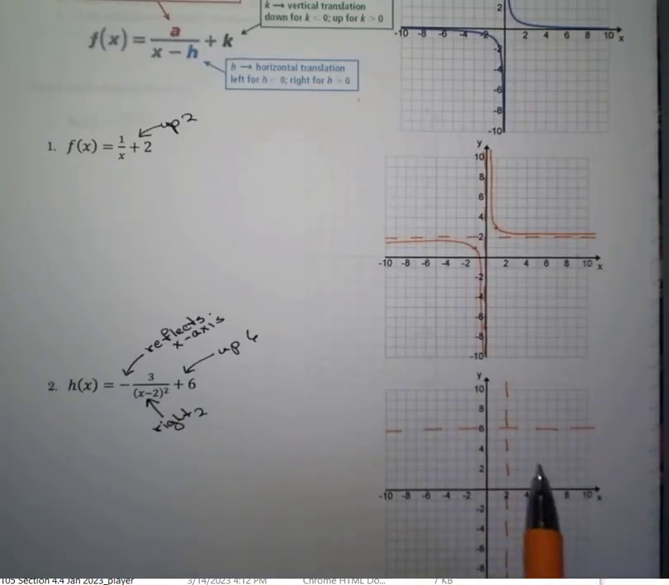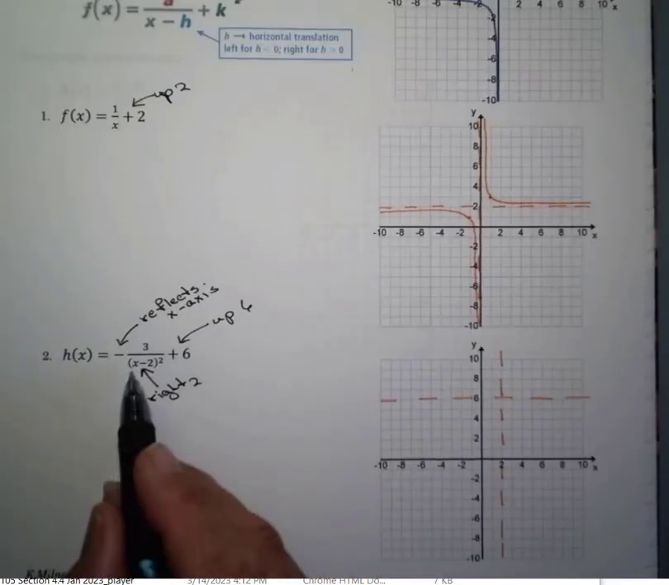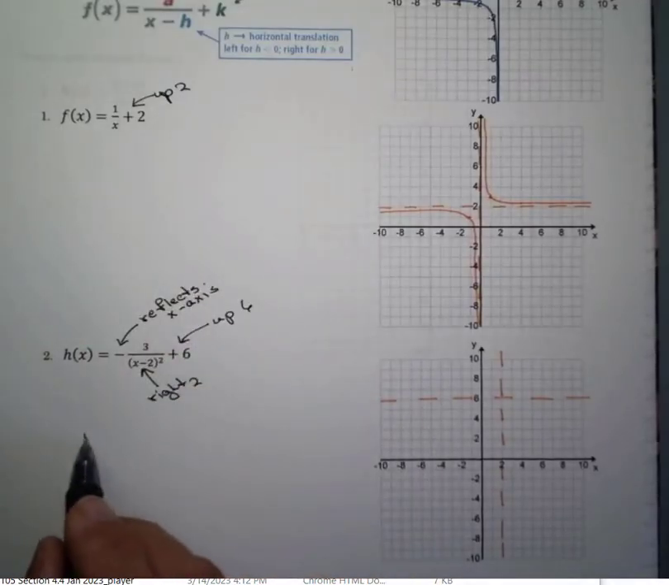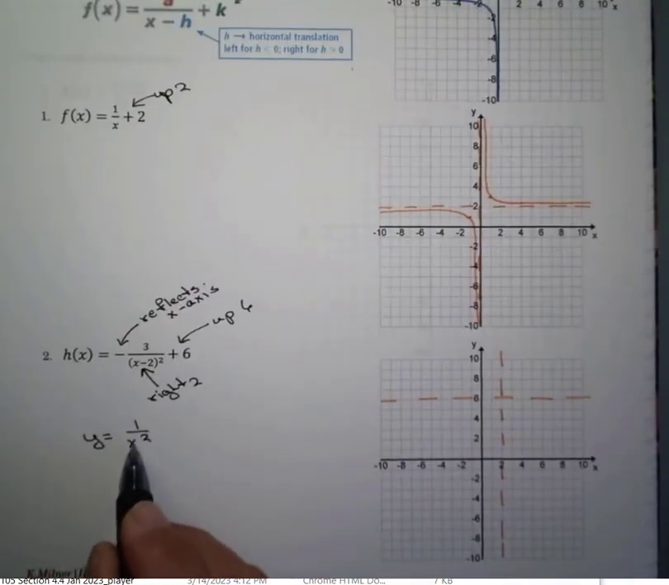Now, this particular graph, I have to remember what it looks like. Probably thinking about your parent graph first before you do a translation is the best thing to do, but let's look at this one. The parent graph for this one is not 1 over x, but y is equal to 1 over, and this would be x squared, right?